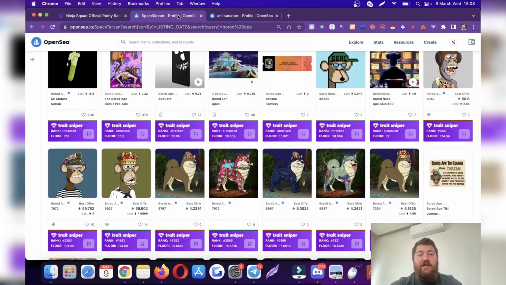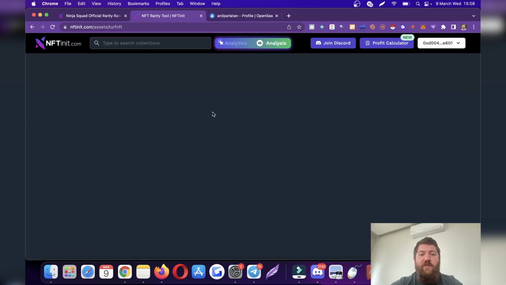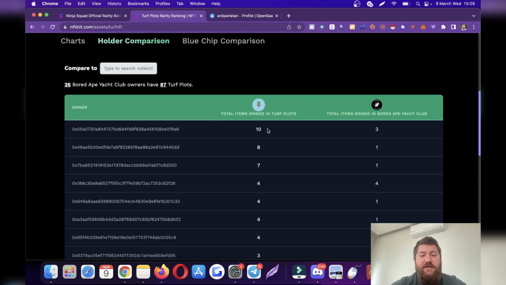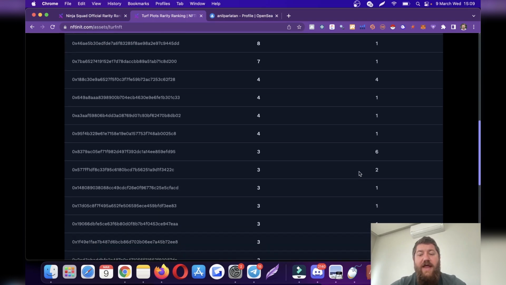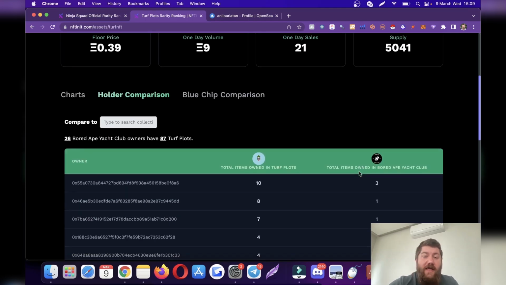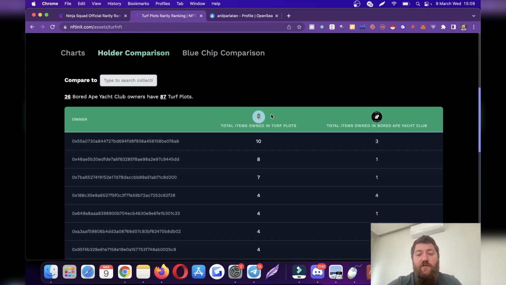Let's check another collection. I'm just going to go back to NFTinit.com, and there I will maybe check Turf Plots. In Turf Plots, if you go to the holder comparison, you will see that actually more apes are aping into this project, right? So you see that there are more apes who are mutual owners. So it probably means that they have a little bit more exposure to the NFT community. I'm talking about Turf Plots because these are where the big names are.